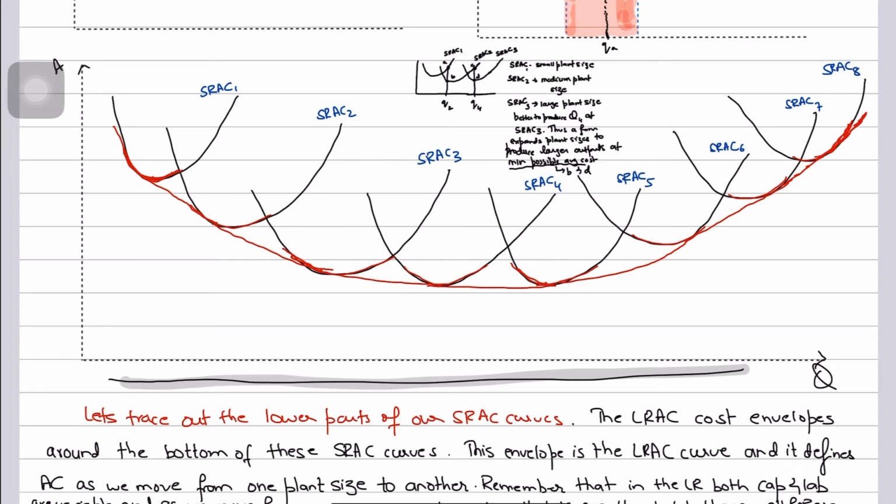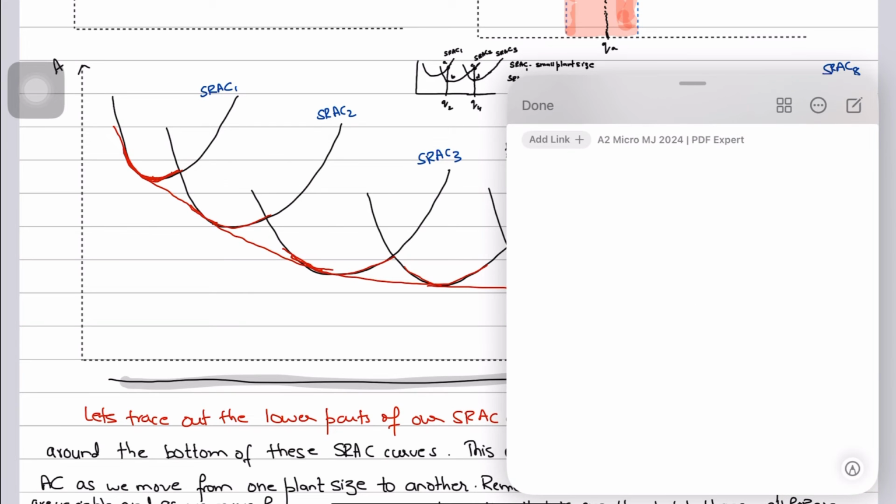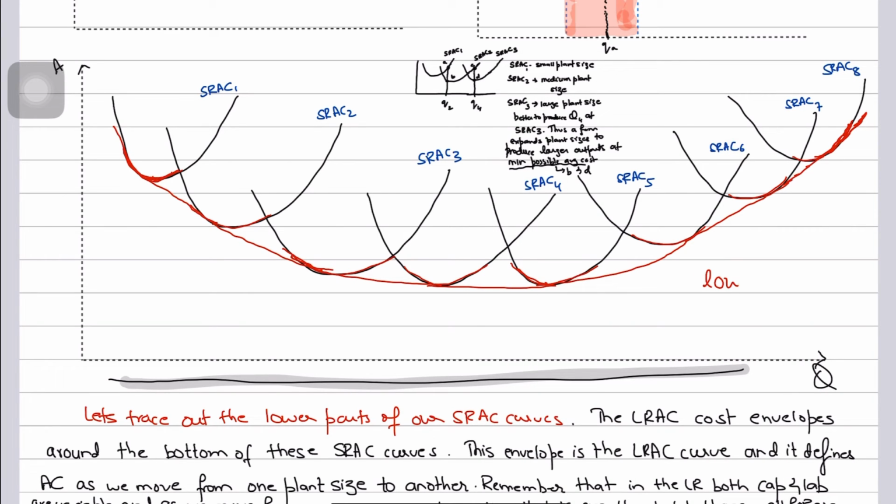So you see that we have a long run average cost curve, which is actually the lower envelope of the short run average cost curves. It's basically a lower envelope of the short run average cost curves because technically what it's doing is just hugging our short run average cost curves from the bottom, right?